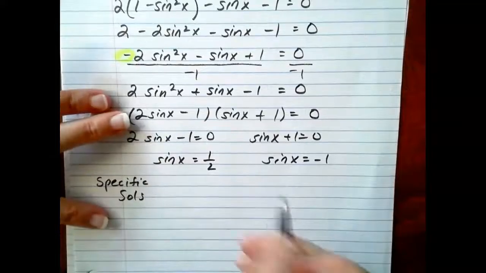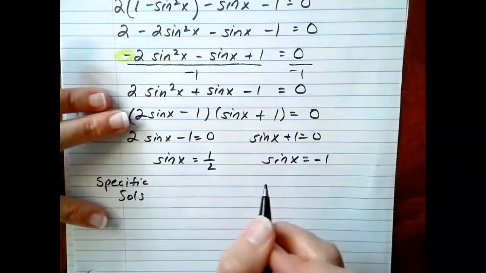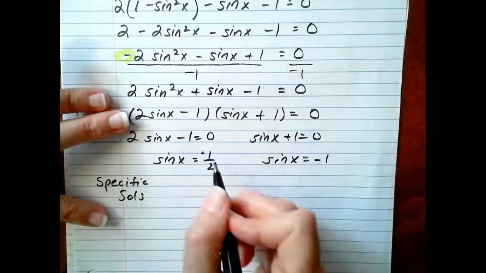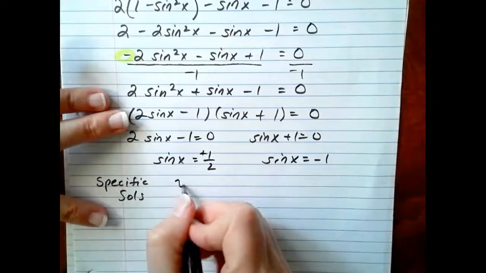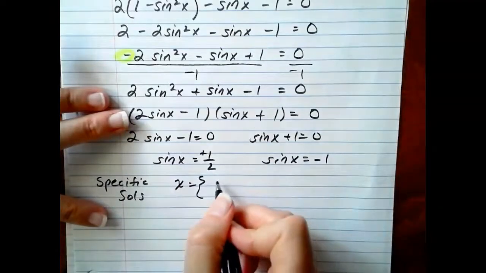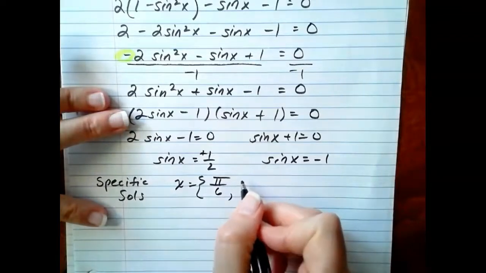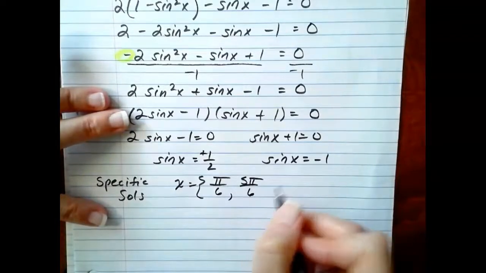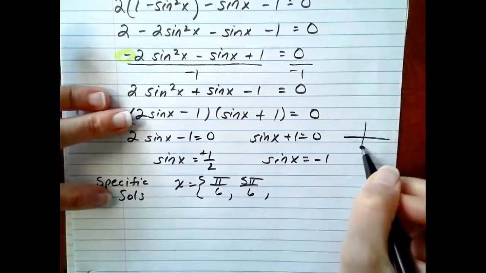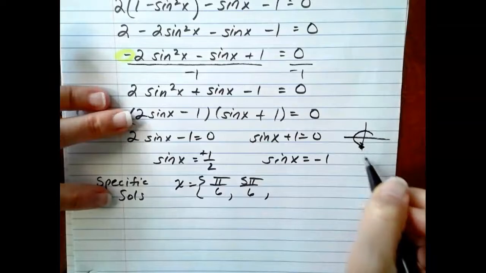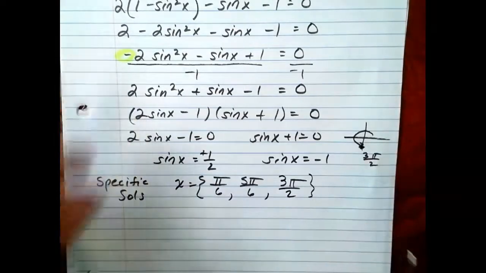To find our specific solutions, where does the sine x equal 1/2? We just did this in the last problem. Of course, this is only positive this time, so it'll just be in quadrants 1 and 2. So first specific solutions are pi over 6 and 5 pi over 6, quadrants 1 and 2. And then where does the sine x equal negative 1? Sine equals negative 1 at the bottom of the unit circle at 3 pi over 2. So that is my third specific solution.